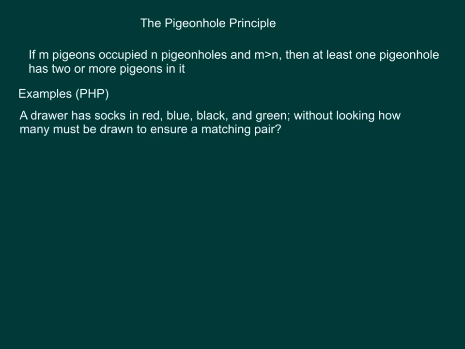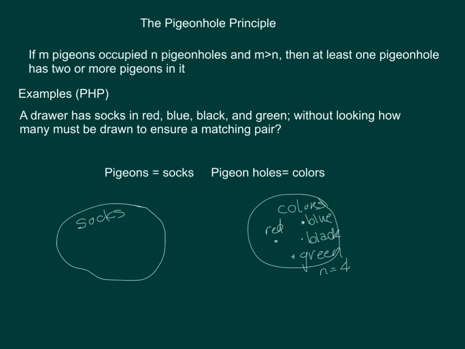An easy example in mathematics: a drawer has socks in red, blue, black, and green. Without looking, how many must be drawn to ensure a matching pair? In this case, we think of our pigeons as the socks, and our pigeonholes as the colors. So we have red, blue, black, and green. We have 4 colors. So how many socks do we need in order to ensure that one of these cubbies has to have 2?